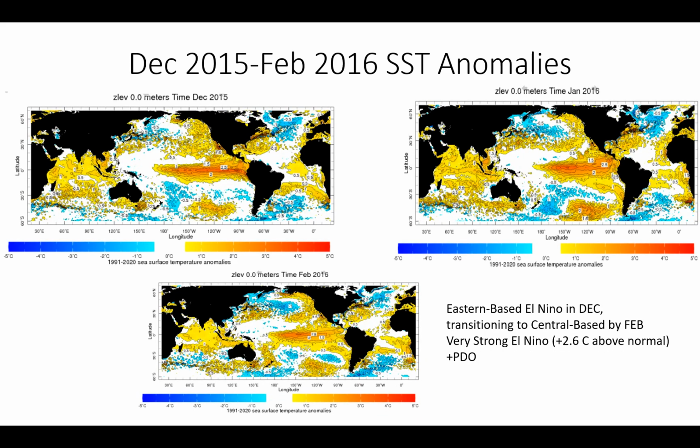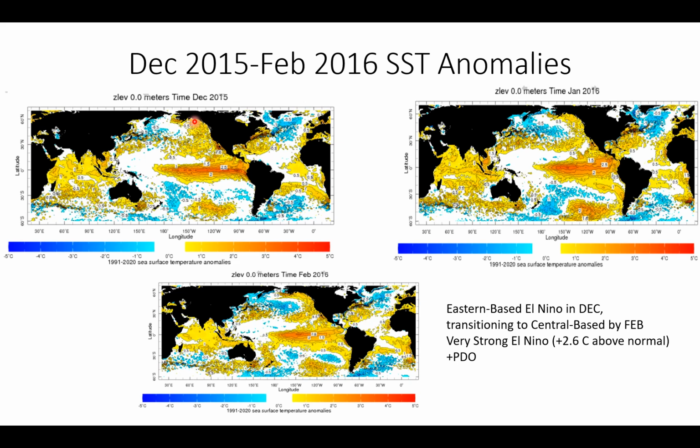Looking at the December 2015 to February 2016 winter season, the sea surface temperature anomalies were distinctly very strong, well above normal water temperatures, very distinct from the west coast of South America, extending westward to the central equatorial Pacific area. And we had a positive PDO, very strongly positive PDO here as well.